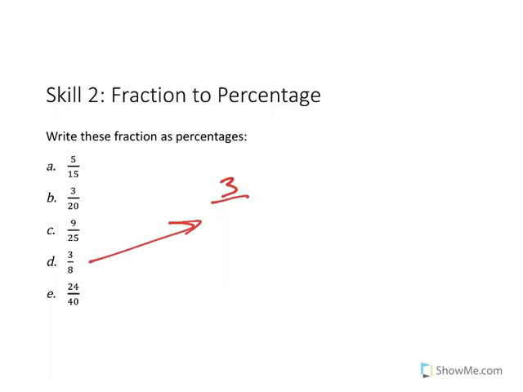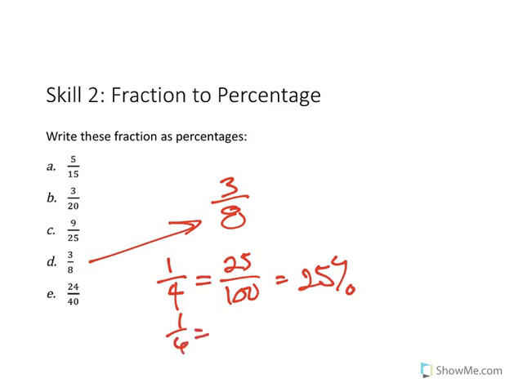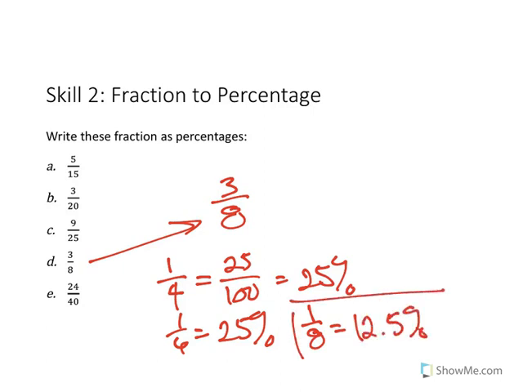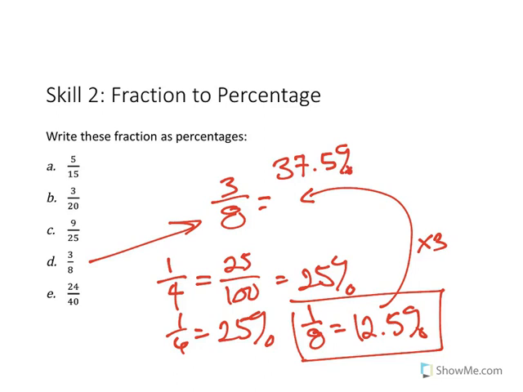Now, 3/8. A way to think about eighths is this. 1/4 we automatically should know, if we turn this into 100, is 25 out of 100, which makes 25%. So 1/4 is 25%. So that means 1/8 is half of that, which is actually 12.5%. Now, if we know 1/8 is 12.5%, to get 3/8, we have to just simply multiply this by 3. And if you multiply 12.5% by 3, you'll get 37.5%.